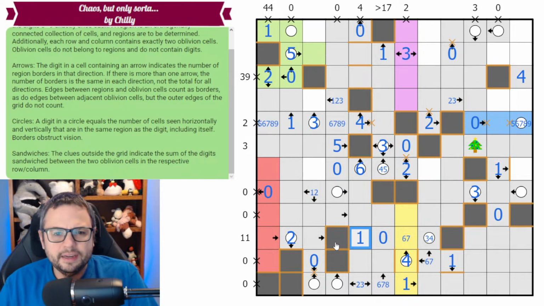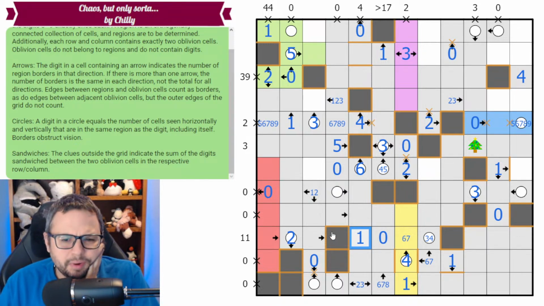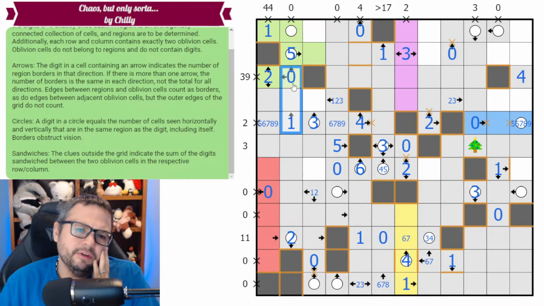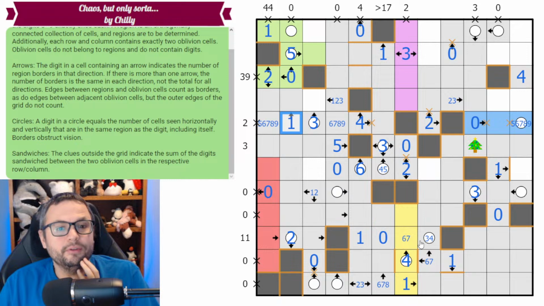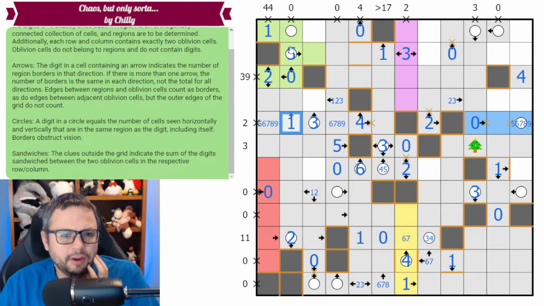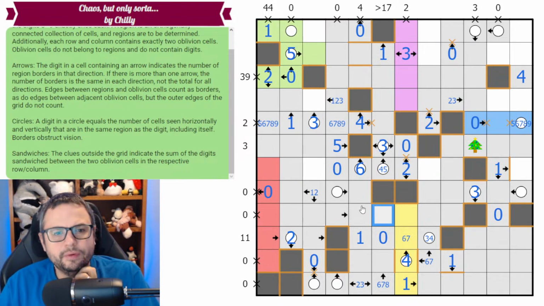Let's see. I'm wondering if I should be asking about where the remaining Oblivions go, if there's anything sort of interesting about that. But I'm not sure. I do know there's a border between here. Oh, I guess I know there's a border between there because that's a 1 pointing up. I was going to argue because green already has a 1, but that's somehow not the most useful of things.